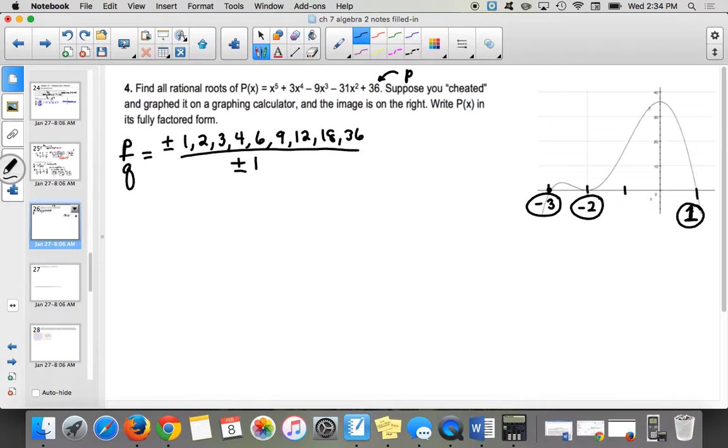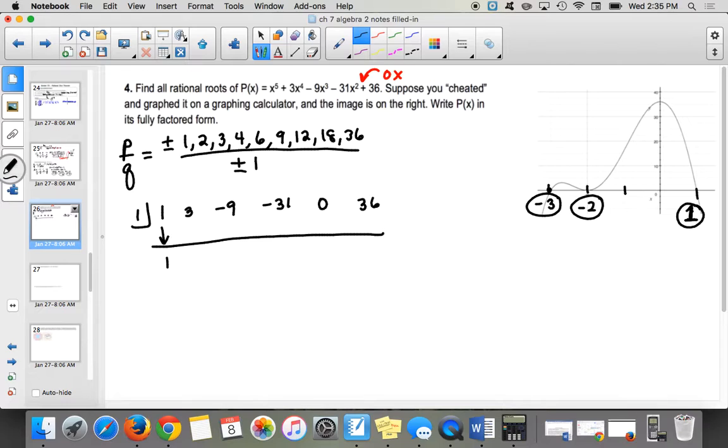So I would probably, with synthetic division, try the things that look like they're zeros, right? So let's try 1 first. Now be careful because this one is missing a term. And with synthetic division, you always want to put in zeros if it's missing. Do you guys see what it's missing? Yeah, it's missing that 0x in there. So be careful when you write this down. So I have 1, 3, -9, -31, 0, and 36.